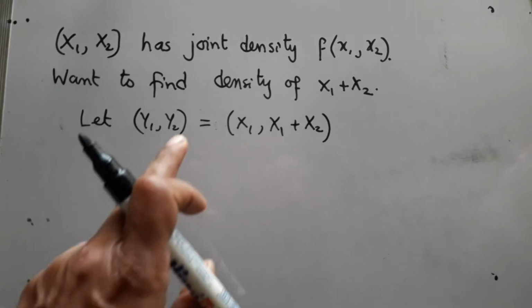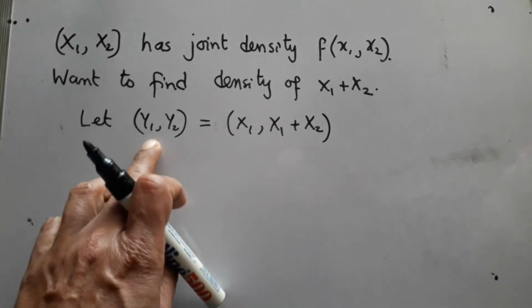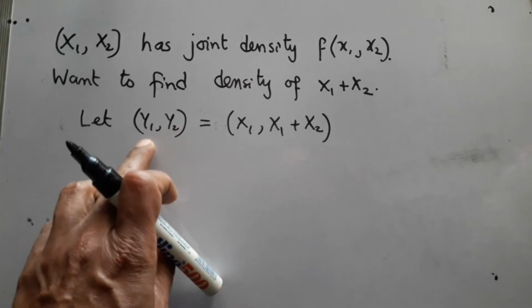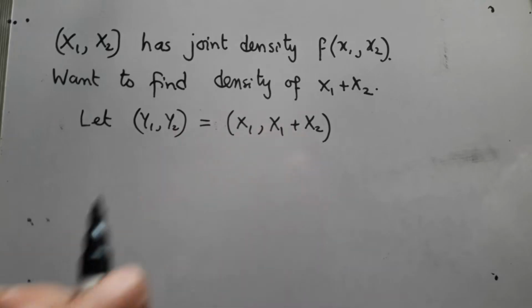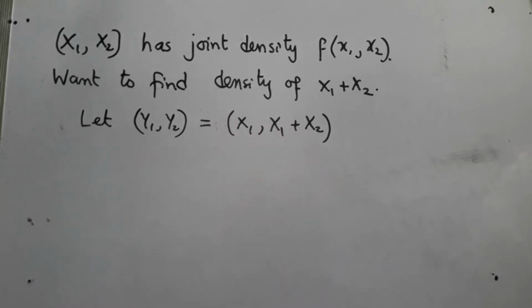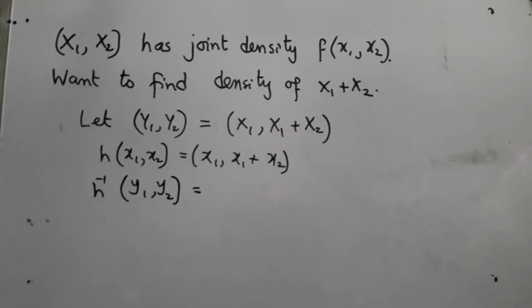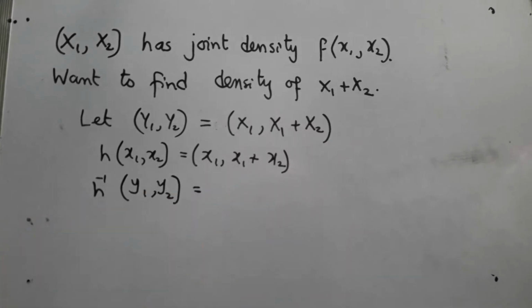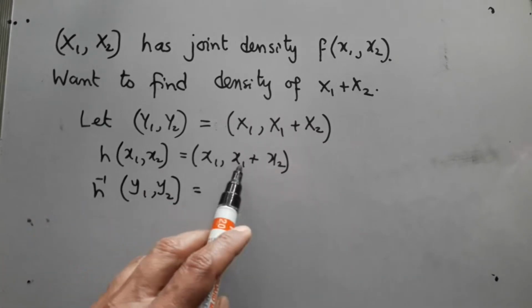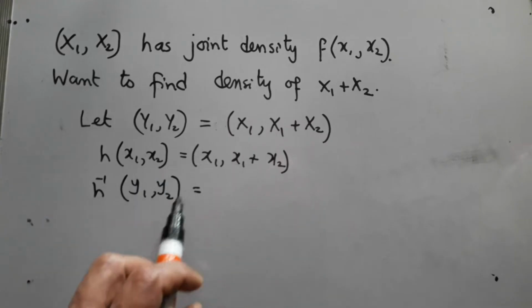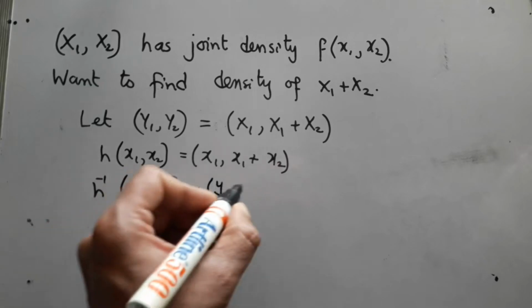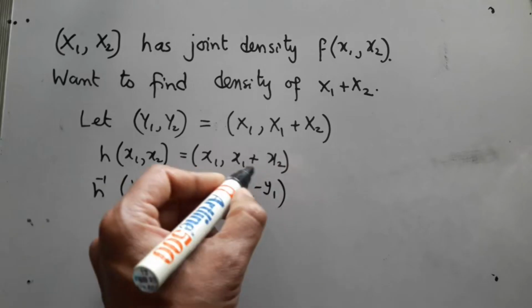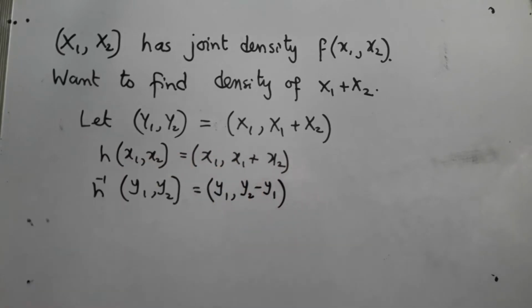We turn it into a function from R2 to R2. I just add in the unnecessary thing y1 equal to x1, and y2 is the thing that is actually of interest. Now that it is a function from R2 to R2, we can use the Jacobian formula. Of course it is bijective, because if someone gives me y1 and y2, I can recover x1 and x2: x1 is just y1 itself and x2 is y2 minus y1. You subtract the first from the second.